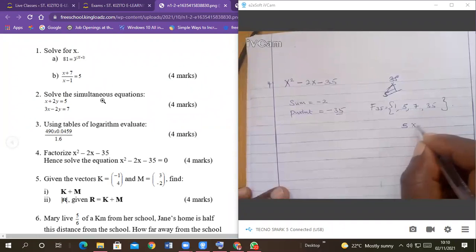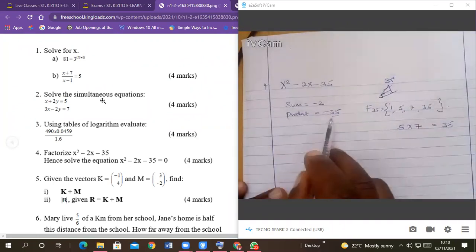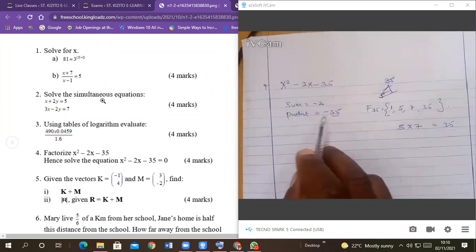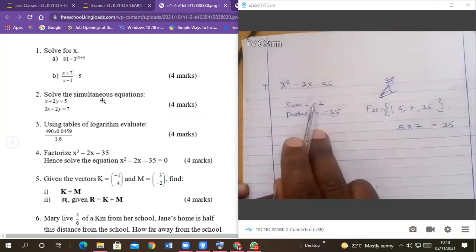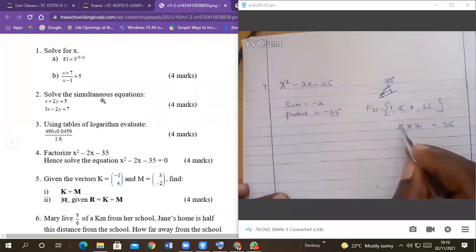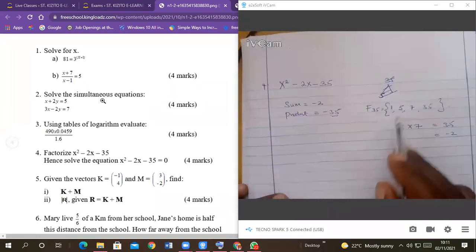So I have 5 and what? 5 and 7. This one I get 35. But because our 35 is negative, I'll first leave positive here. Then I go to the sum, and how do I subtract 5 and 7 for me to have -2? If I have -2 and I have 5, 7, what should I do?